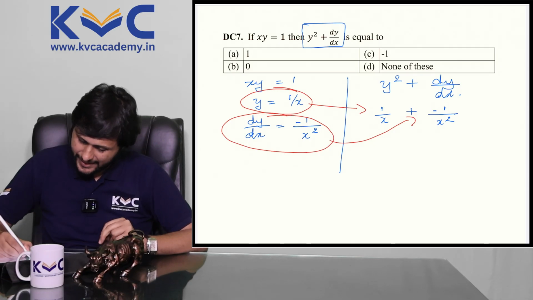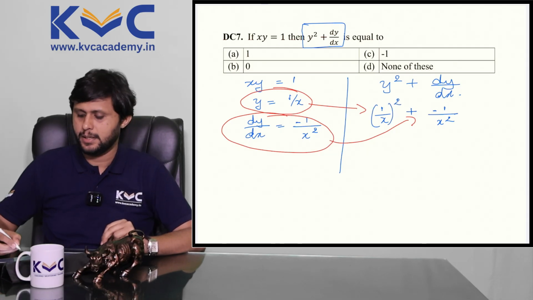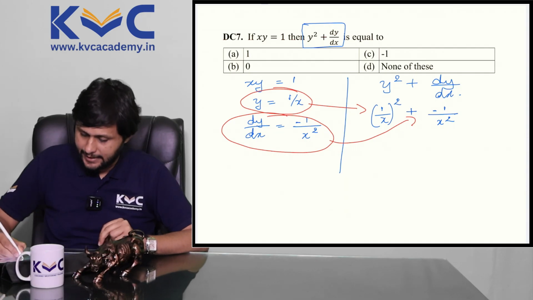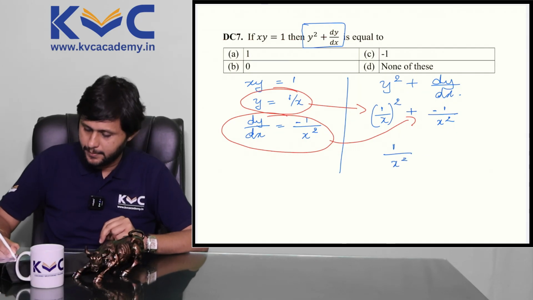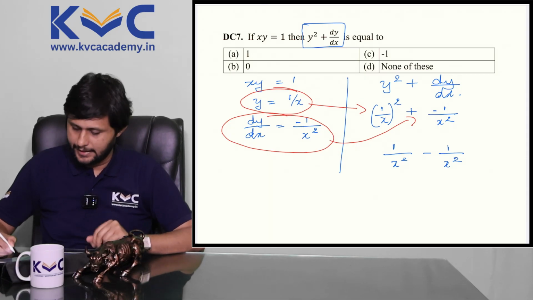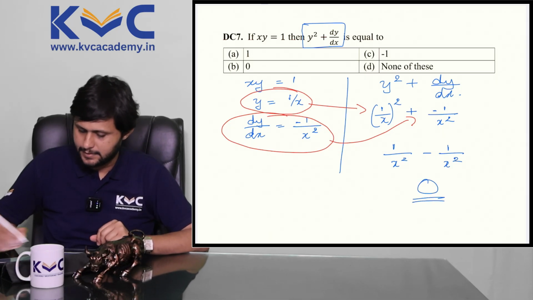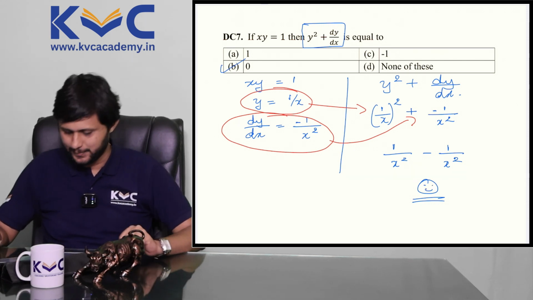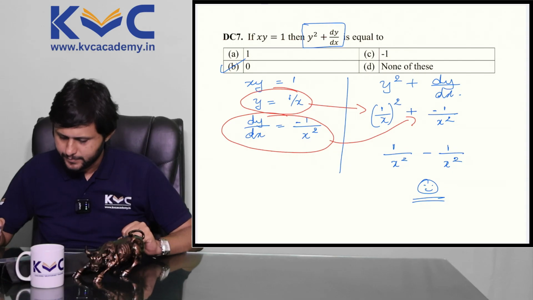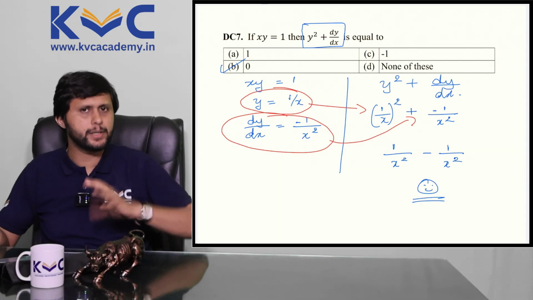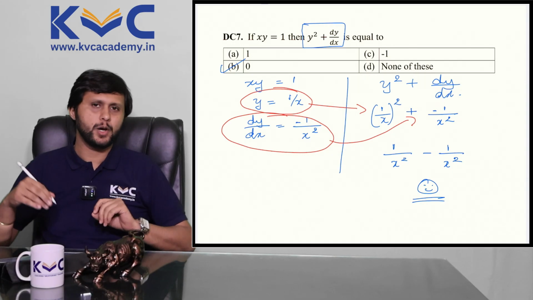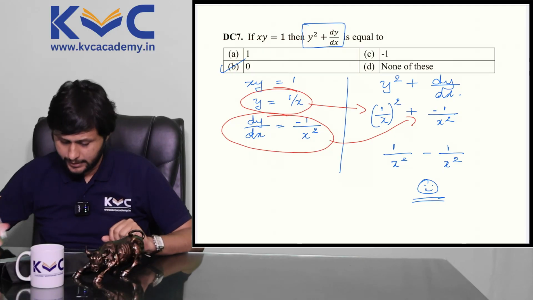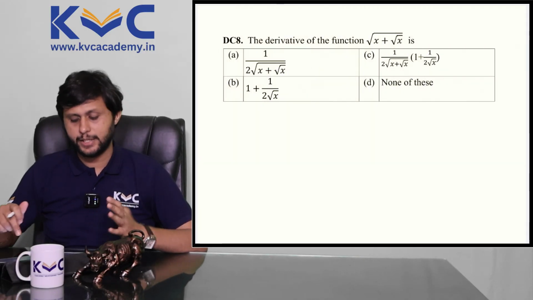So this is y square, right? Okay, I missed the square here. Now when I simplify this further, I get 1 by x square minus 1 by x square. Everything cancels. Answer is 0. Very happy to get the right answer. Smiley, 0. Correct? Okay. So in addition to getting dy by dx, they wanted us to square y and then add them up. Okay. Moving on to the next question.